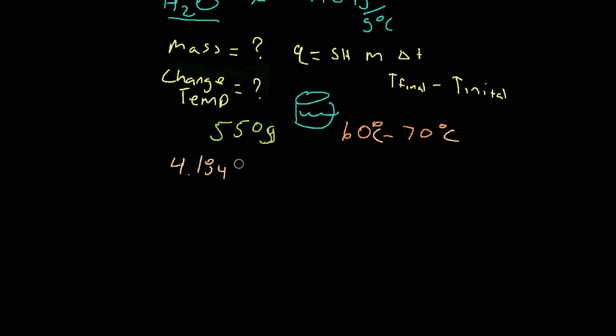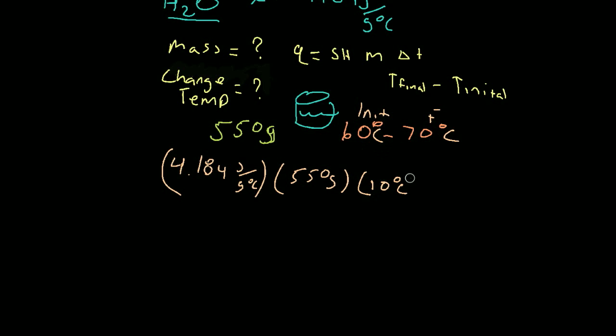4.184 joules per gram times degrees Celsius, times my mass, which is 550 grams, times my change in temperature. This was my final right here. This was my initial. So that's a 10 degree temperature change. 70 minus 60 is 10 degrees Celsius. All right, all this is going to equal my energy that I put in to do that.